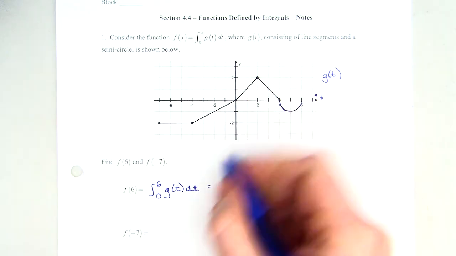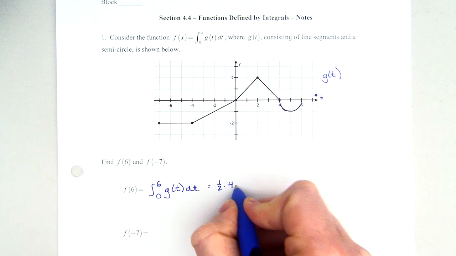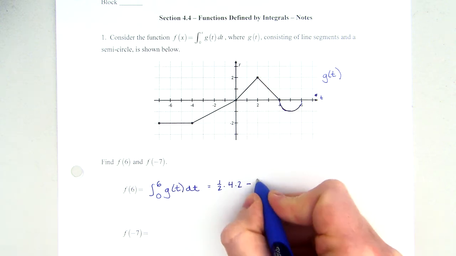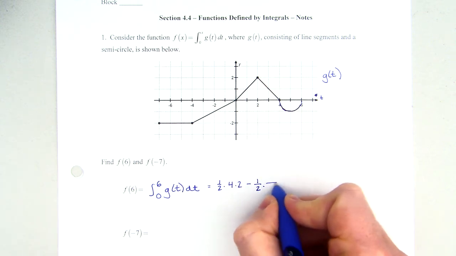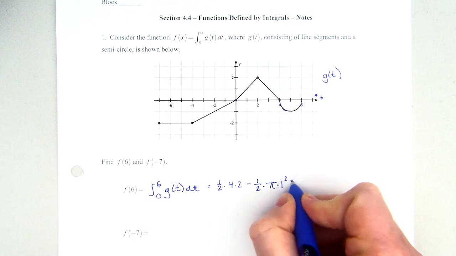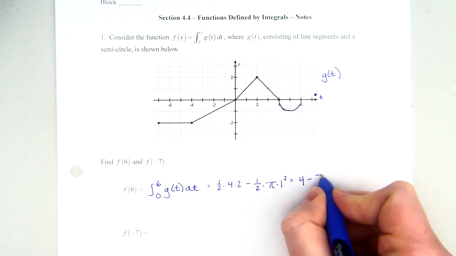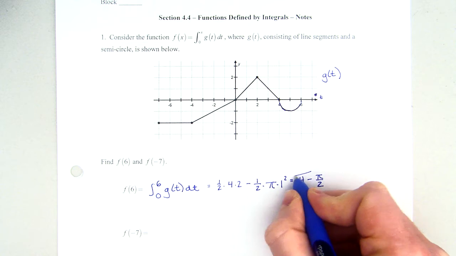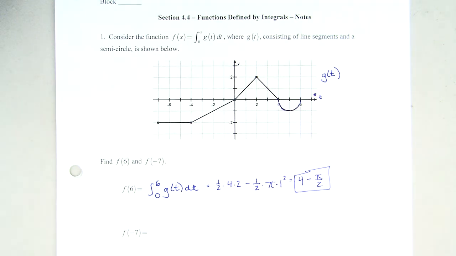Let's see, I've got a triangle above the x-axis, 1/2 times 4 times 2, and a semicircle below the x-axis, minus 1/2 times pi times 1 squared. I am thinking 4 minus pi over 2. f of 6 is 4 minus pi over 2.